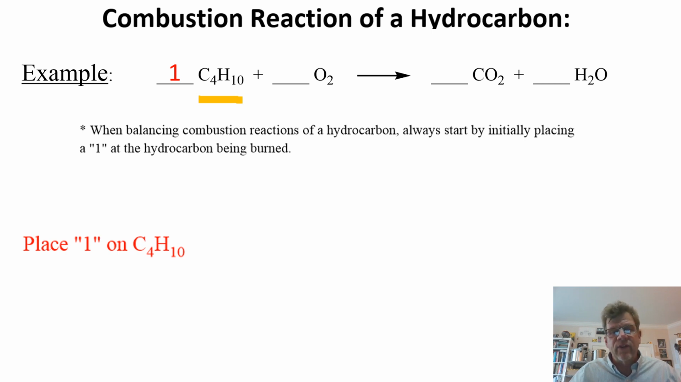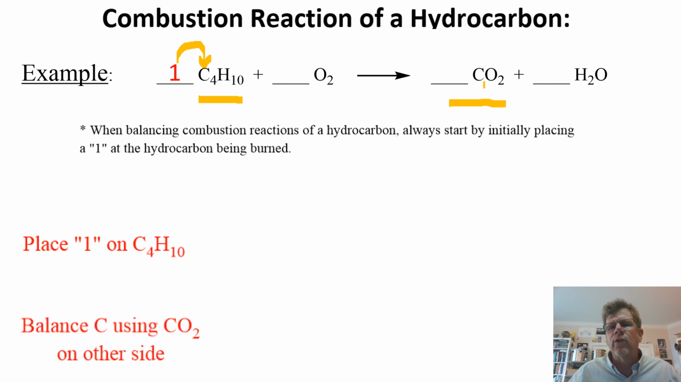So let's do that. What would we do? By putting a 1 here, that means we have 4 carbons. So we need to balance 4 carbons on the other side. Here is the carbon-containing component of the product profile, and that has just 1 carbon on it. So in order to balance this out, we have to balance carbon on the other side using CO2 by placing a 4 there. Going back to the original hydrocarbon, putting a 1 here means that there are 10 hydrogen atoms here. So we have to have 10 hydrogen atoms in the product profile.